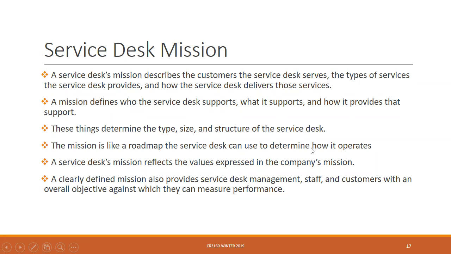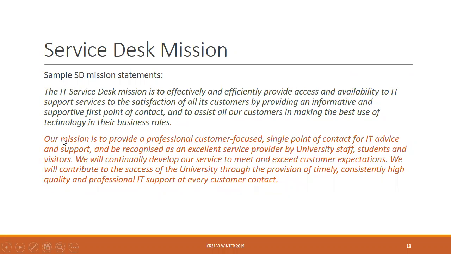So the mission statement is for the entire organization, but the help desk itself will have its own mission statement, which supports the mission statement of the organization. So here's an example of one for a service desk, right? Our mission is to provide a professional, customer-focused, single point of contact of IT advice and support and be recognized like an excellent service provider by university staff.